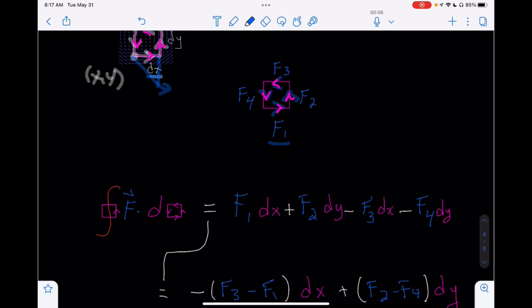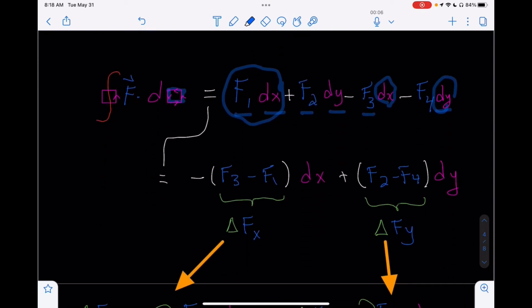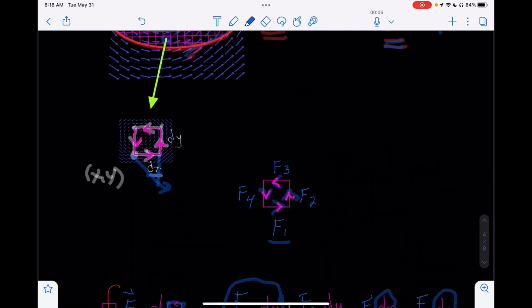So the circulation for that small dx dy is F1 dx plus F2, and the negative sign here comes from the fact that dx is negative, and negative sign for negative dy. So regrouping the terms in the x and the y direction, in the x direction, you have the difference between F3 and F1, and in the y direction, it's a difference between F2 and F4. And that's pretty obvious right there, is that if F3 and F1 are identical, then they cancel each other out and it goes to zero.